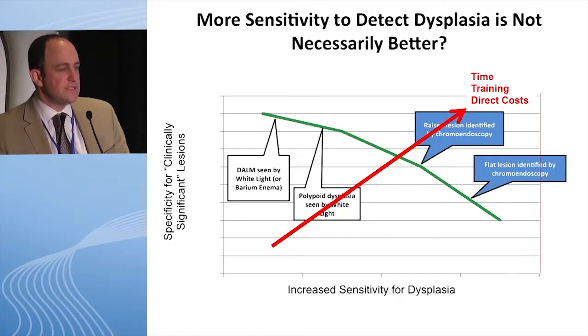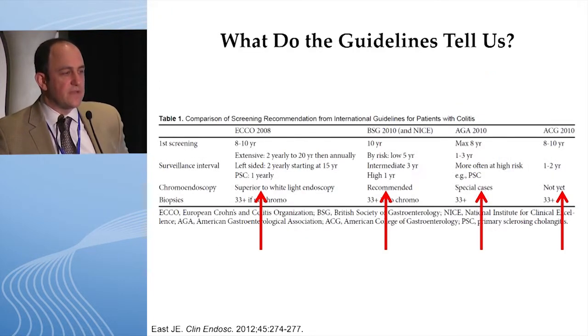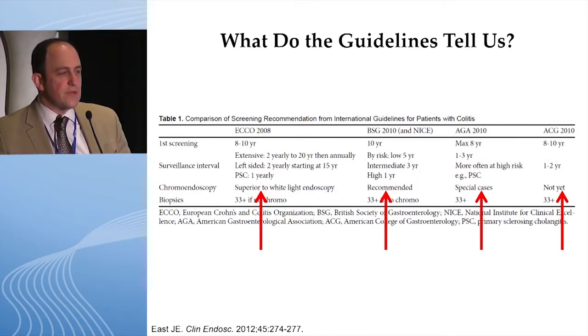So one of the challenges is that as we get better at detecting dysplasia, we're going to find smaller lesions, and we have to have an appreciation for what we should do with all these lesions. We also need to better define what our colleagues need to do in practice. How do we train people? How do you become competent? And is this yet standard of care? And I'm here to tell you that it's not standard of care yet. If you look at the guidelines in the ACG and the AGA, which I summarized for you, they comment on chromo. ACG says not yet. AGA says in special cases, and they don't define it much further.